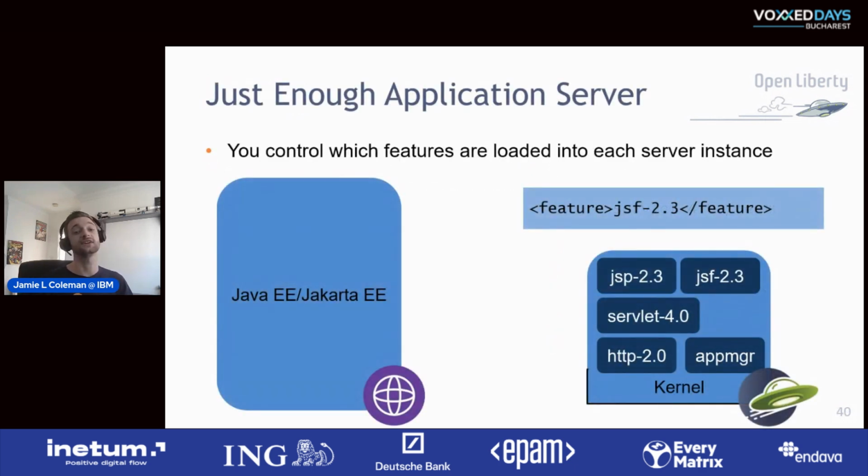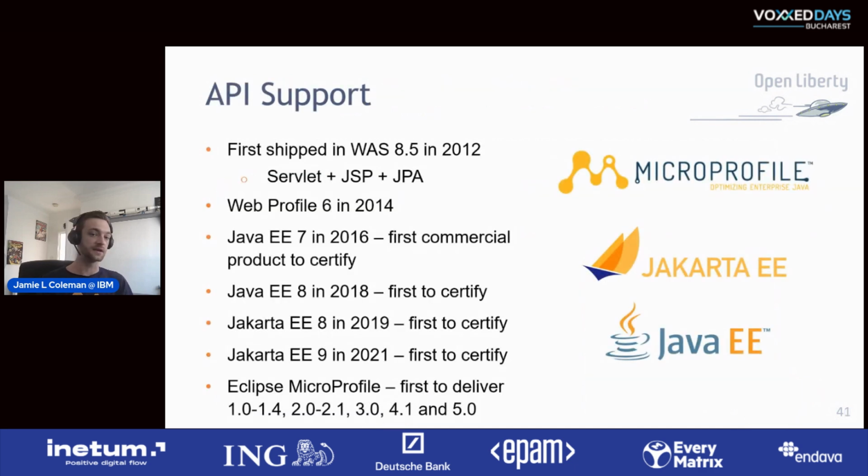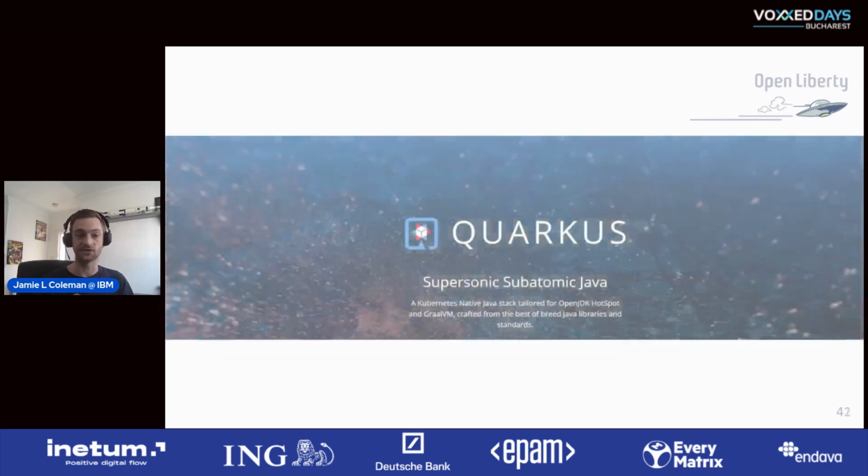Like I mentioned, it's just enough application server. It's very, very small, and you add in the features and functionality you want depending on what your application is doing. We've generally been the first to certify in a lot of different things. As you can see, Java EE8, we were the first to certify. Jakarta EE8 and Jakarta EE9, we were the first to certify. And for a lot of the different MicroProfile versions as well, we were also the first to deliver working code, which is awesome.